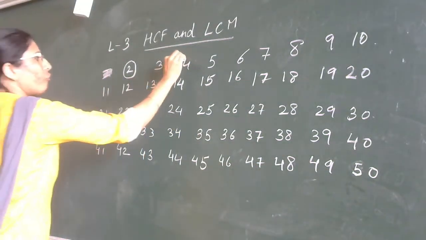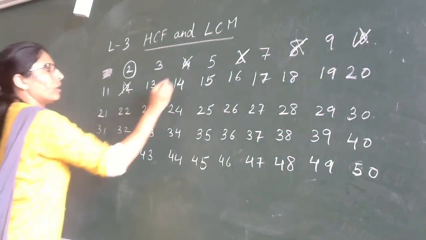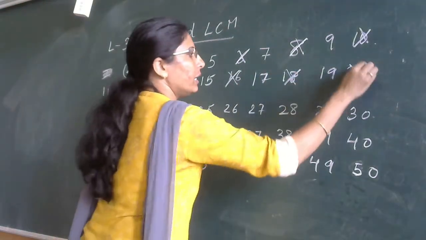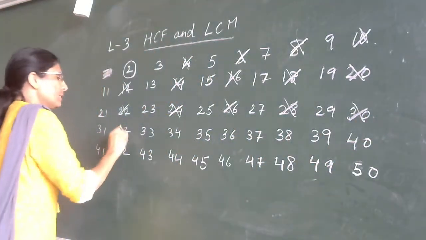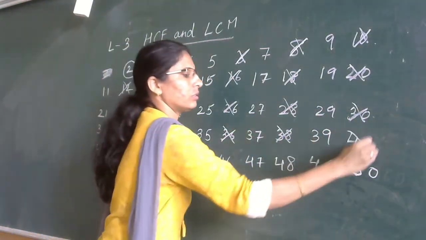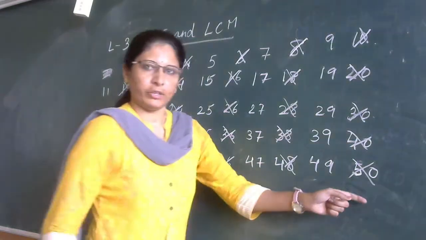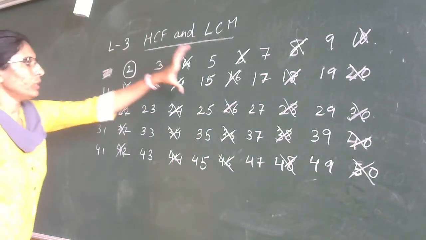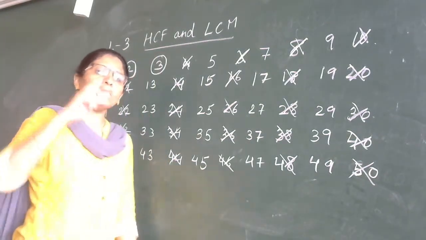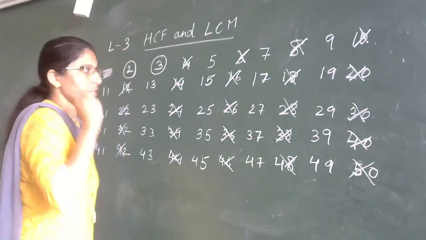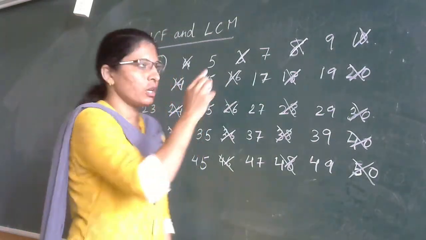So here 4, 6, 8, 10, 12, 14, 16, 18, 20. These all are the multiples of 2 till 50. Okay, now this is the first step. Now the second step: we will circle 3 and cross out the multiples of 3. 3 ones are 3, 3 twos are 6. 6 is already crossed, so we'll see the next.